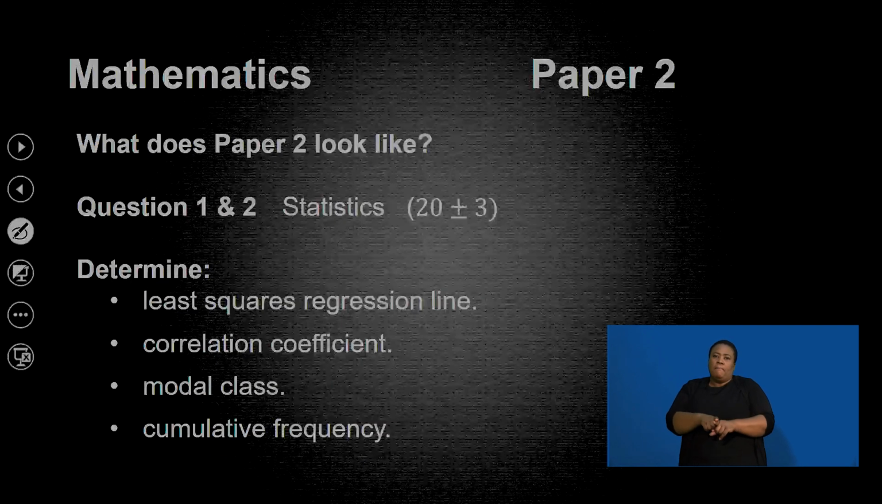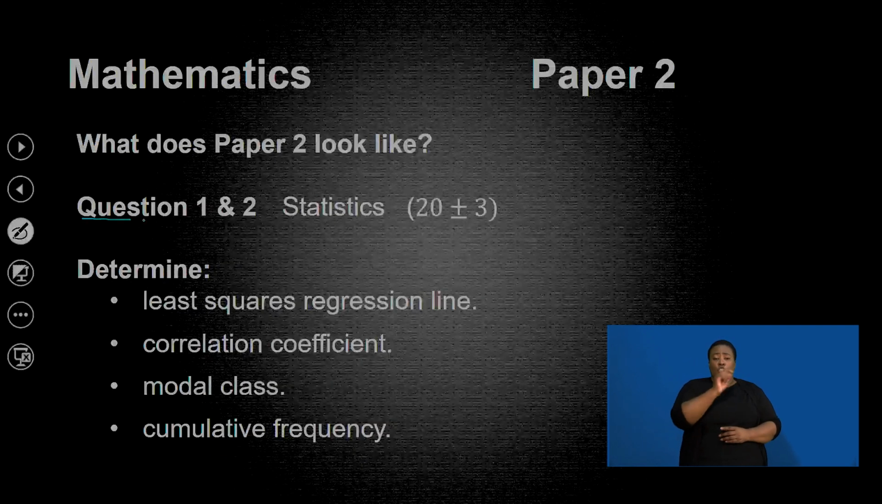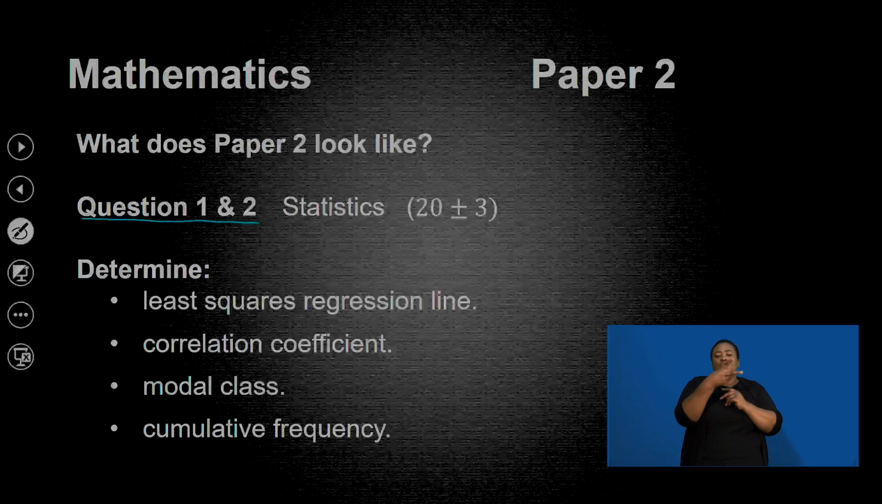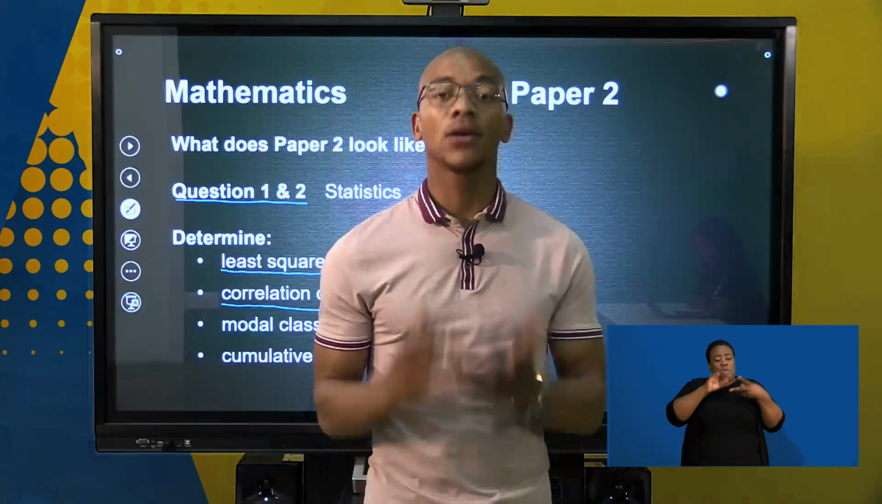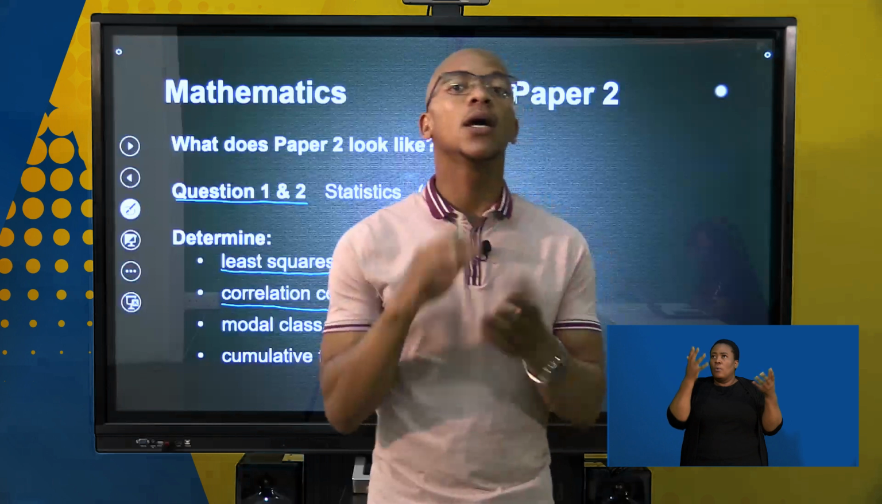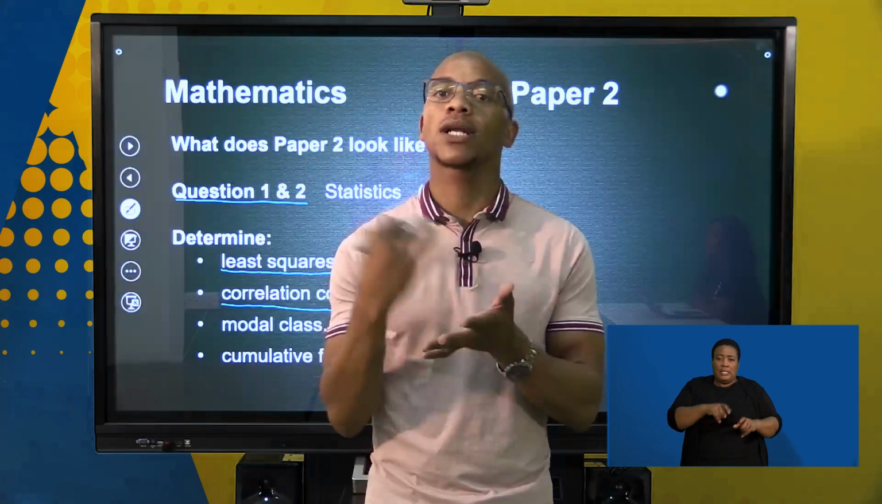And then the very first questions that we deal with, which are the first 2 questions, are statistics, which is 20 plus or minus 3 marks. Here you need to be determining the least squares regression line and the correlation coefficient. The very first 2 concepts, guys, are mainly done on your calculator. You don't do this manually. You need to be pressing your calculator in order to do this.